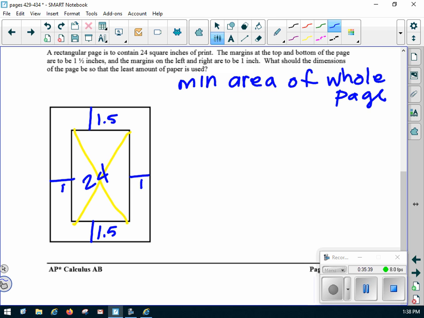Now, I've got to assign a variable. I do not know that this is a square. I know it's a rectangle, but I don't know if it's a square, so the dimensions cannot be the same. Now, I can do one of two things. I could let the entire this be x, or I could let this be x. And the question is, well, how do you know which one? The answer is it doesn't matter. I'm just going to arbitrarily pick. I think I'm going to just let this whole thing here be x.